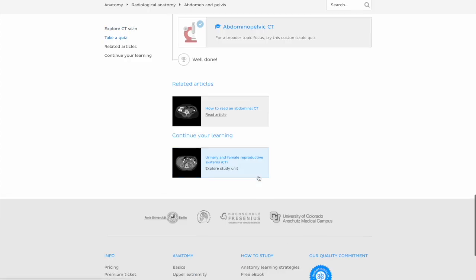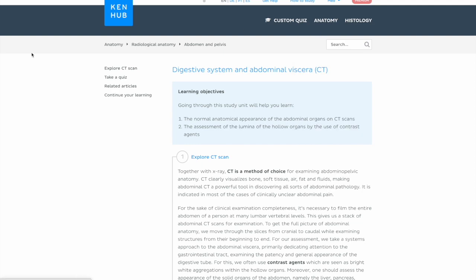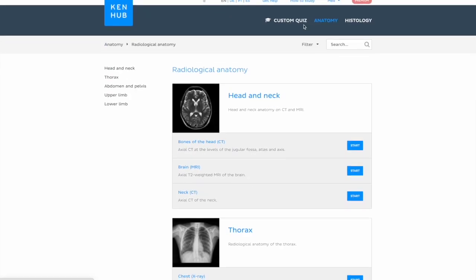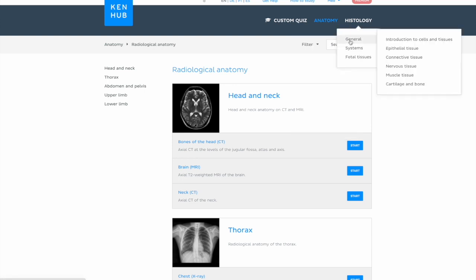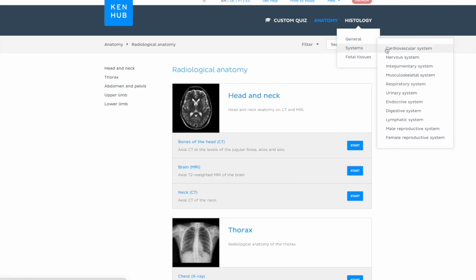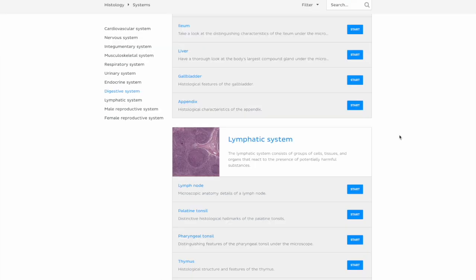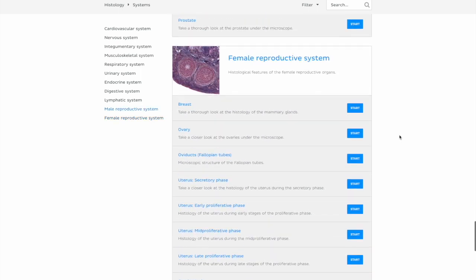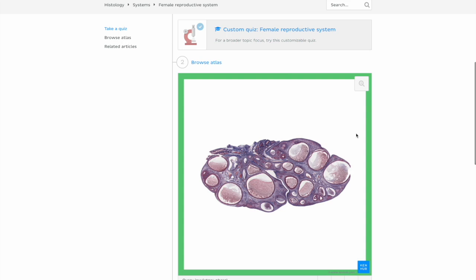I think this will be very useful with the USMLE, in particular the radiological anatomy, right? And the histology, maybe for basic science or Step 1, he's going to show you guys by system. Let's say the female repro, and I told you guys before that this was high yield, the histopathology of the female repro. I think it will be useful if you know the normal first, so you can recognize what's abnormal.